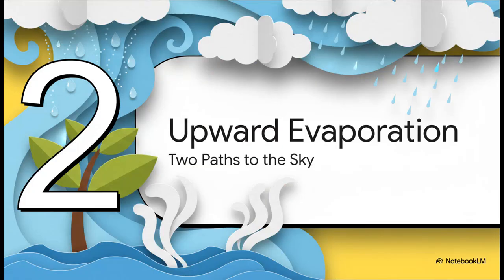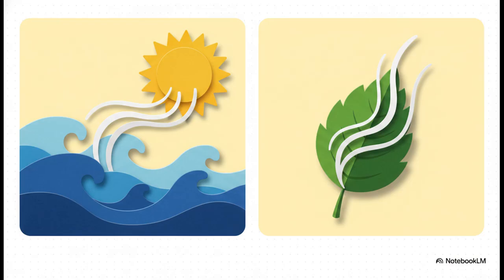Moving on to section 2, upward. Evaporation and transpiration. Basically, two paths to the sky. Okay, so the engine's running and we've got our energy source. But how exactly does all this water get up into the air? Well, water actually takes two primary upward pathways. The first is one you definitely know, evaporation. That's just liquid surface water directly absorbing thermal energy from the sun to become a gas.